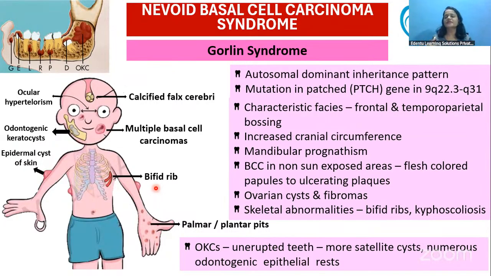Okay, so if you look at the OKCs present in Gorlin syndrome, they will usually be associated with unerupted teeth. It is usually confused with dentigerous cysts, but actually they are OKCs in this syndromic patient. If you look at the histopathological features, you will be able to see more satellite cysts. The more the satellite cysts, the more the chance of recurrence. And odontogenic epithelial rests you will also see in high number.